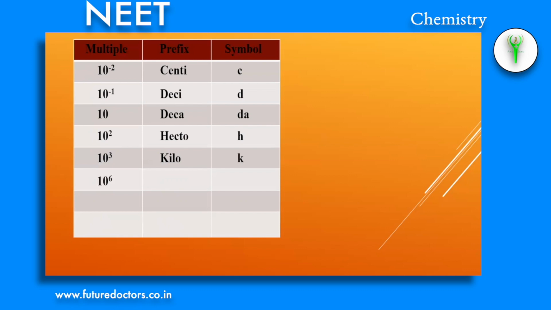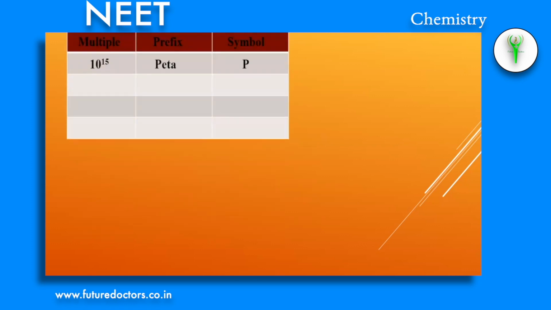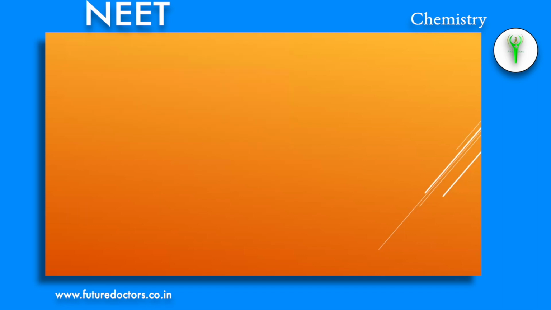What is 10 power 6? Mega, capital M. From 10 power 6 we have to use capital letters, capital M. 10 power 9 is giga, G. 12 is tera, T. 15 is peta. 18 is exa. 21 is zetta. 24 is yotta. So these are the various prefixes used.